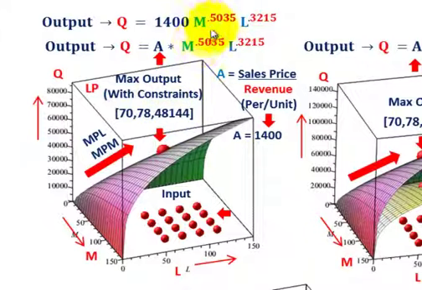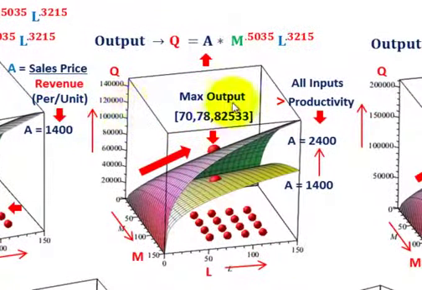Okay, just to understand that. So here's our max profit right here, or maximum output as we should call it, based on those constraints. That's with just looking at our sales price, or our revenue per unit, at $1,400. Okay, so let's move over here now.